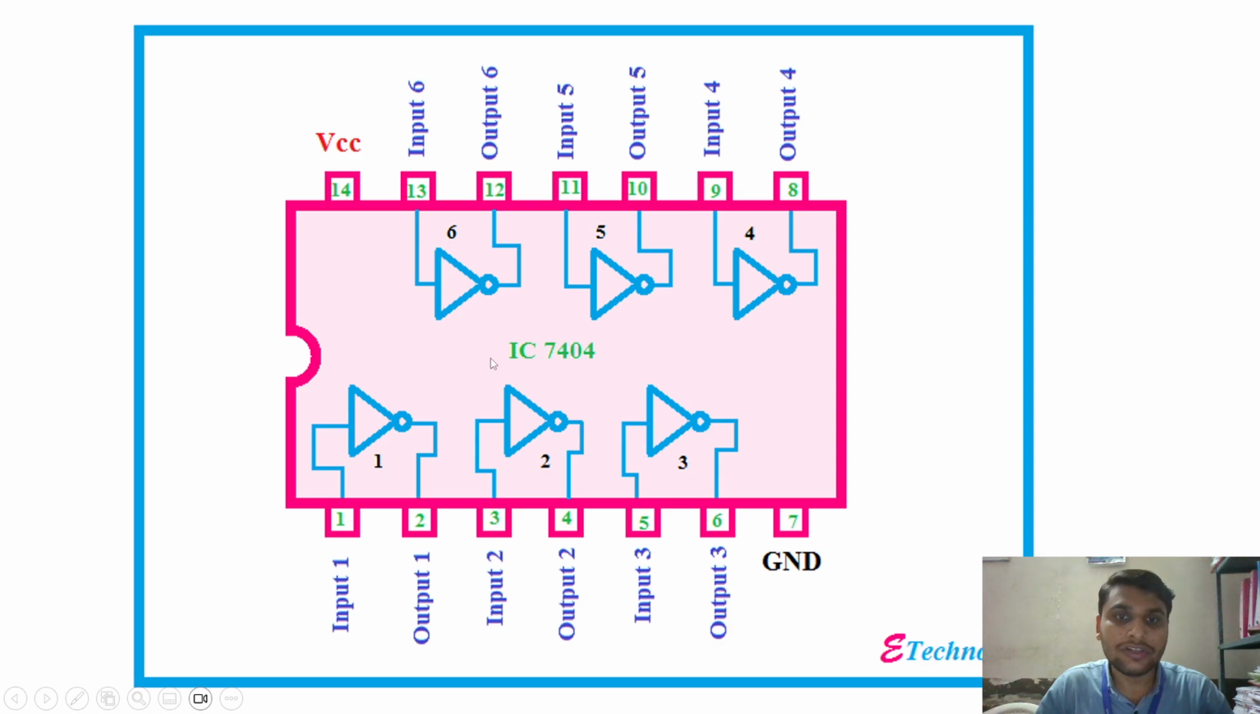IC number 7404 contains a total of 6 NOT gates. Gate number 1 has its input at pin number 1 and its output at pin number 2. We already know a NOT gate has a single input and single output, right? So gate number 2 has its input at pin number 3 and its output at pin number 4. Similarly for pins 5 and 6, and so on.